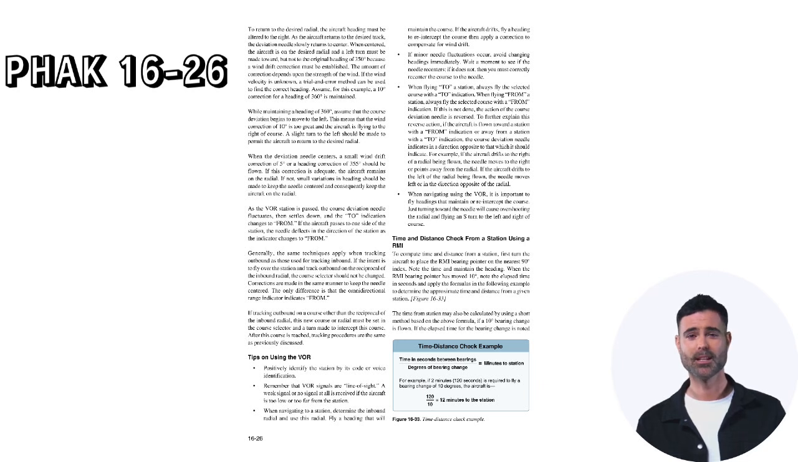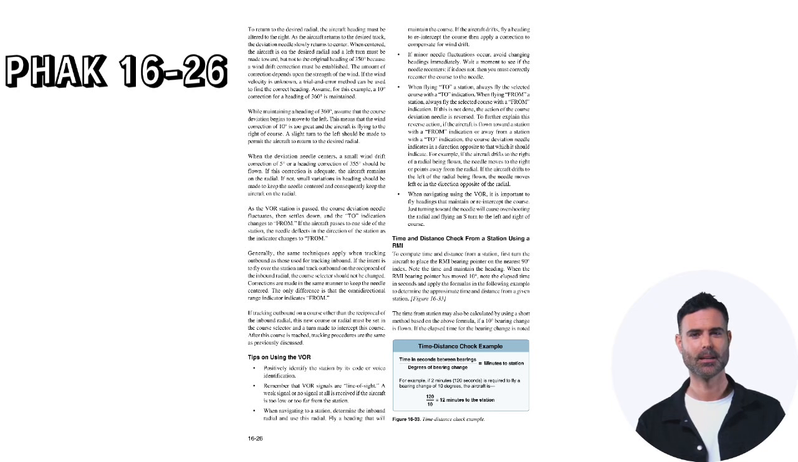Positively identify the station by its code or voice identification. Remember that VOR signals are line of sight. A weak signal or no signal at all is received if the aircraft is too low or too far from the station. When navigating to a station, determine the inbound radial and use this radial.